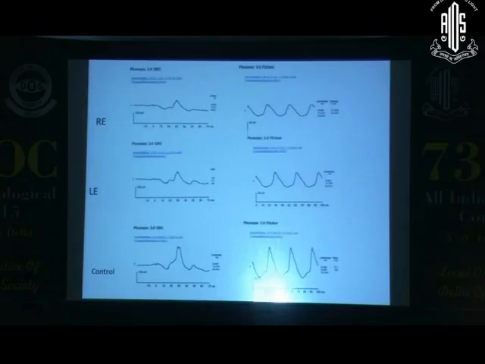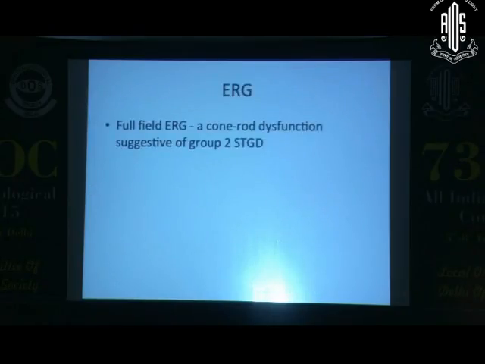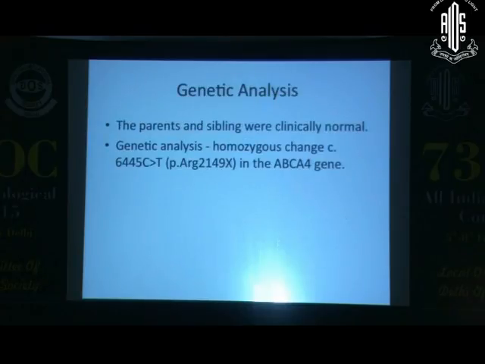If you look at it, that's the scotopic ERG, that's nearly normal, and that's a near normal combined response. And look at the photopic ERG. That's the control, that's the normal photopic ERG. There's a definite reduction in the photopic ERG, and so is the flicker. So this girl has a group 2 Stargardt disease, and indeed we could confirm that she's got a severe homozygous mutation, and in the family.